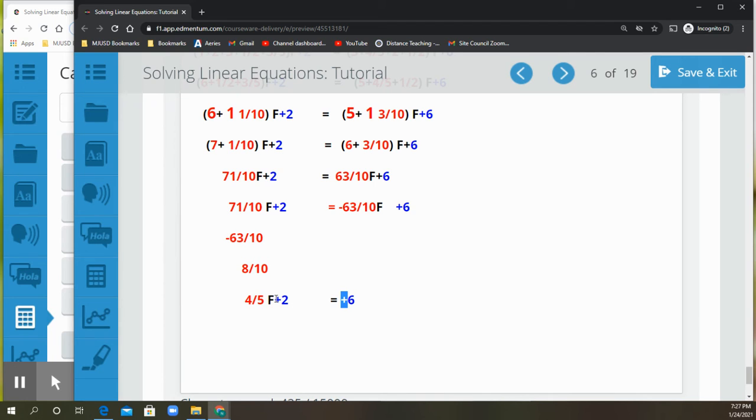So now we have 4/5 f plus 2 on this side of the equation and plus 6 on this side of the equation. So in order to get rid of this plus 2, I need to subtract 2. Now I've gotten rid of this plus 2 by subtracting 2. What I do to one side, I gotta do to the other. 2. I'm gonna keep it nice and as organized as I can.